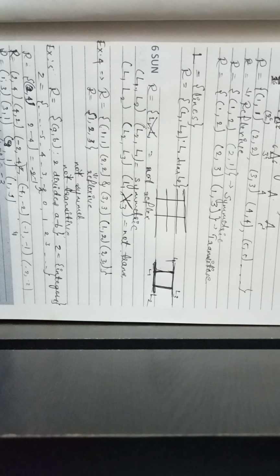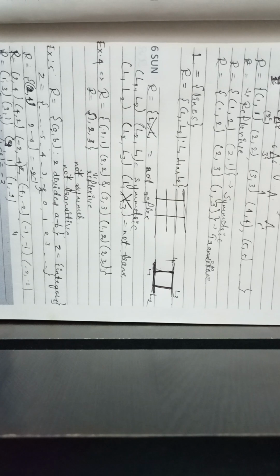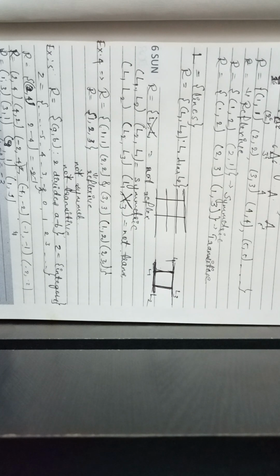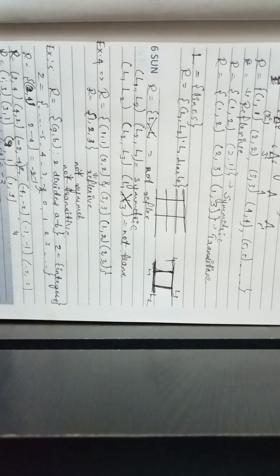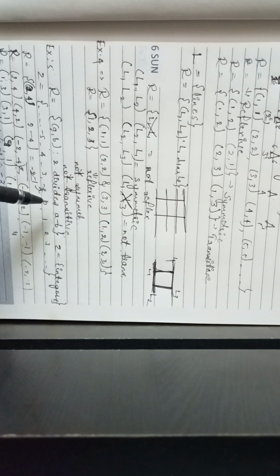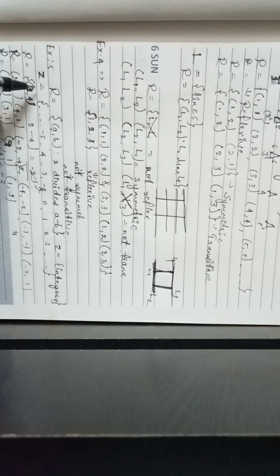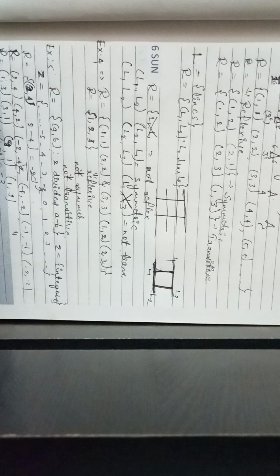Why? Because when I take 2 comma 4 and I can take 4 comma 6, I can also take 2 comma 6. So when I do 6 minus 2, it will be 4, so divided by 2 will be 2. So this is transitive. So when it is all three, reflexive, symmetric and transitive, so this relation on the set Z will become an equivalence relation.